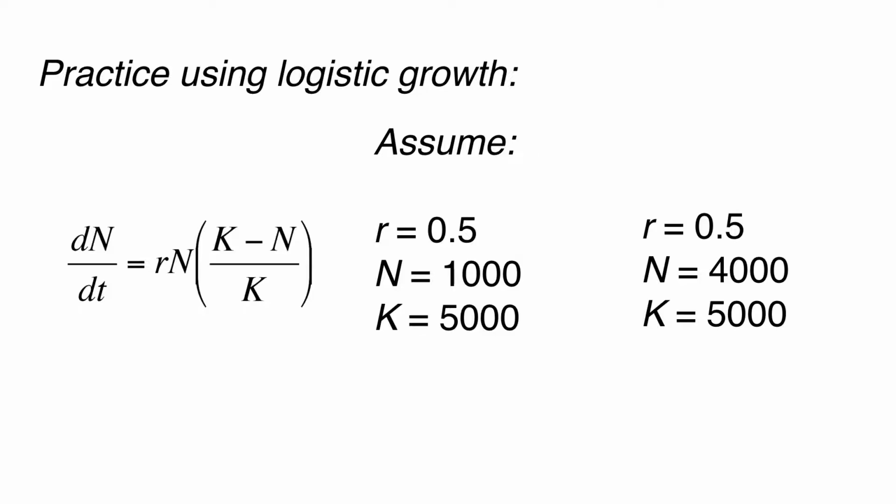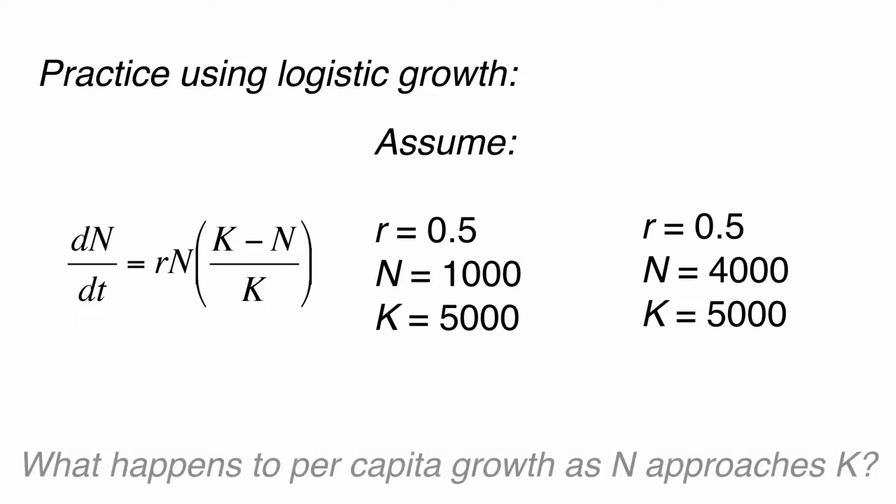And I want you to understand this. So you've got r equals 0.5 in both scenarios. You've got a carrying capacity that's the same, but we've got a population size of 1,000 versus a population size of 4,000. So I want you to plug all this in, and I want you to calculate the same three things as we did before. How many are added, what's the ending n, and then most importantly, what the per capita growth rate is.